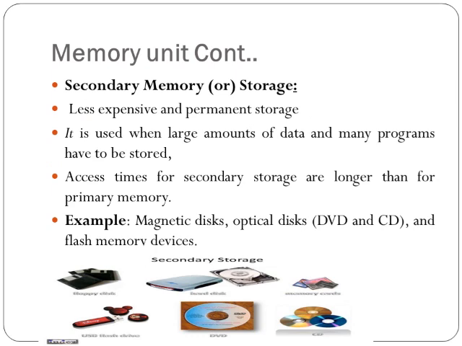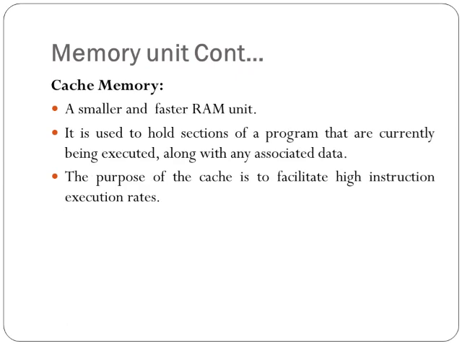Next, secondary memory. Secondary memories are less expensive and permanent storage. When we want to store large amount of data, we go for secondary storage. Secondary memories are non-volatile memory. Non-volatile memory means when a power is off, the contents of secondary storage will not be lost. Access times for secondary storage are longer than for primary memory. Example, magnetic disk, optical disk, and flash devices.